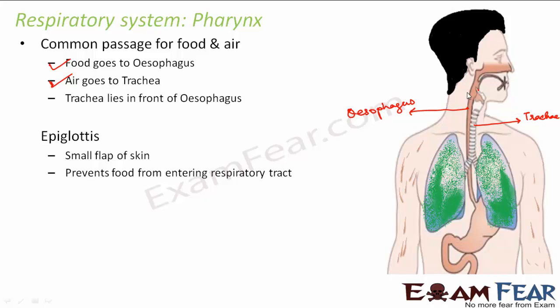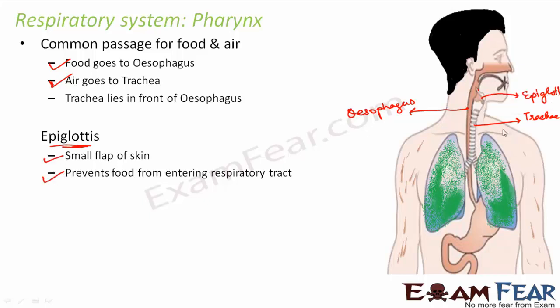Now, how is it that food does not enter into the trachea? I mean, how is it controlled actually? How does the pharynx control that food does not enter into trachea? For that, there is a small structure called epiglottis. What is epiglottis? Here you can see a small structure in red. This is epiglottis, which is a small flap of skin, and it prevents the food from entering the respiratory tract.